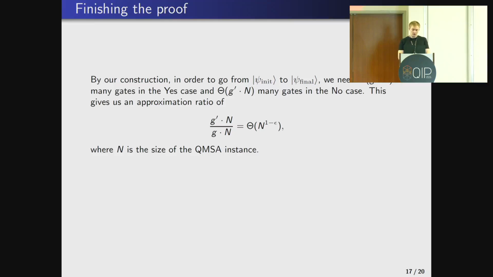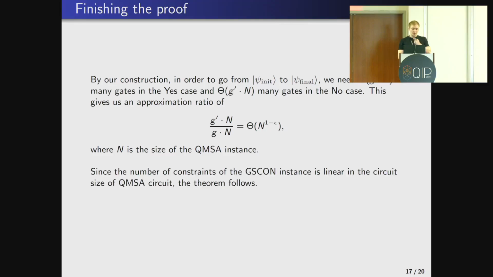And an important step here still is to show that this is also theta of n to the 1 minus epsilon for n being the size of the GSCon instance. But since we were careful with our constraints, right, we had the cyclic clock with constraints we could reuse for every proof qubit, we can show that the size of our GSCon instance is linear in the circuit size of the QMSA circuit, by which the theorem follows.